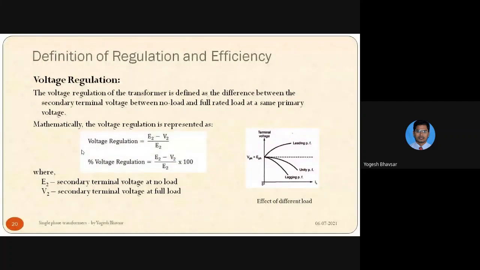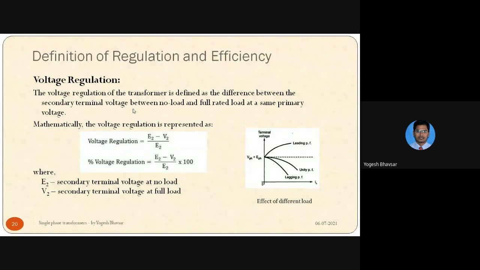So first of all, voltage regulation. The voltage regulation of the transformer is defined as the difference between the secondary terminal voltage from no load to full load, with the primary voltage kept constant. So this is the voltage regulation. Voltage regulation means what? In general language, what will be the effect of different loads on the voltage of the transformer?